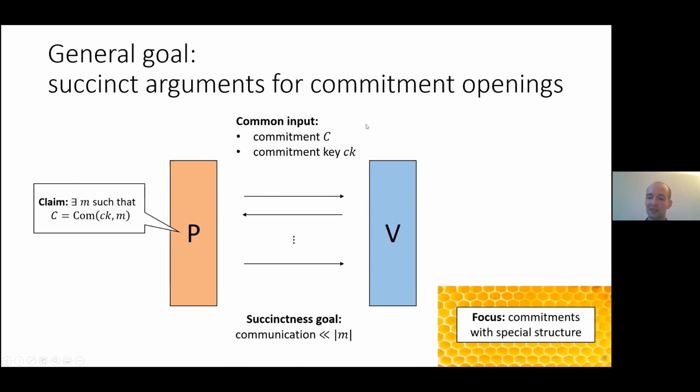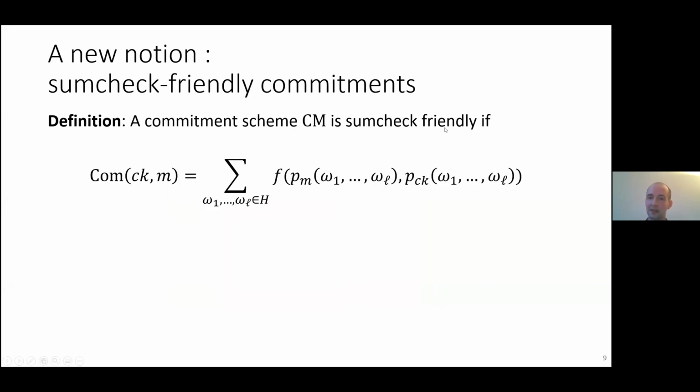Typically, to get efficient and highly succinct arguments for commitment openings, you want to focus on commitments with some sort of special structure. The special structure that we're going to use, so that we can incorporate these sumcheck protocols into the arguments, is called the notion of sumcheck-friendly commitments.